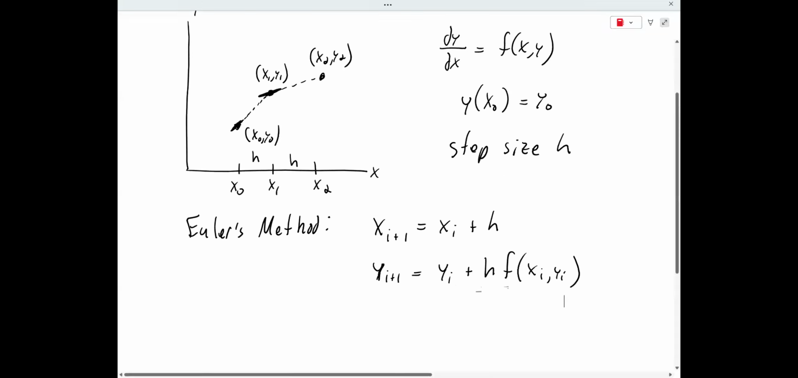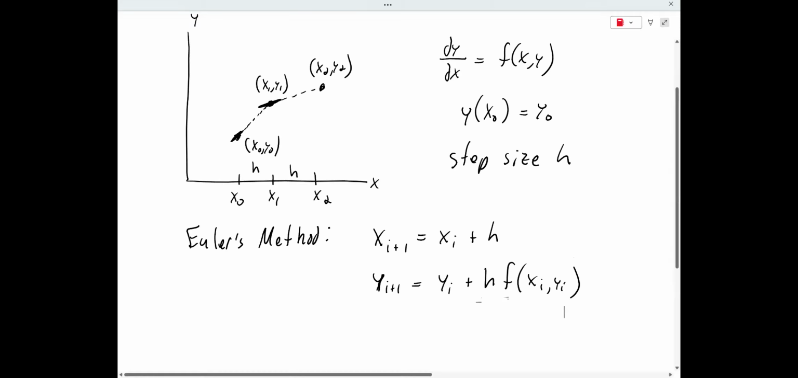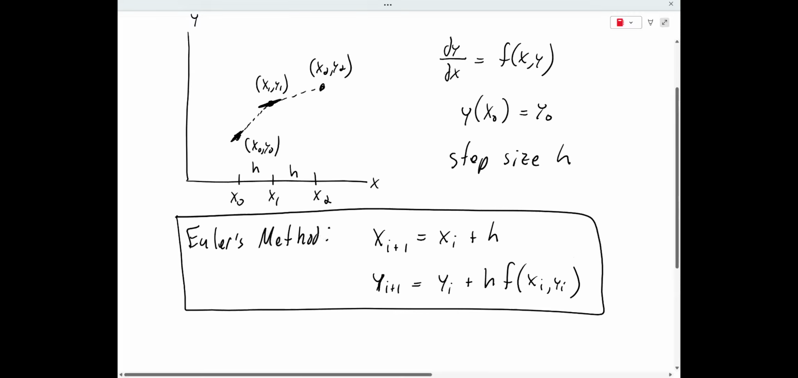And this is it right here. This is a pretty simple method, actually. This is called Euler's method, to approximate a solution to the differential equation here. Okay, so anything on that so far? We'll go through an example and see how it works. That's the idea.